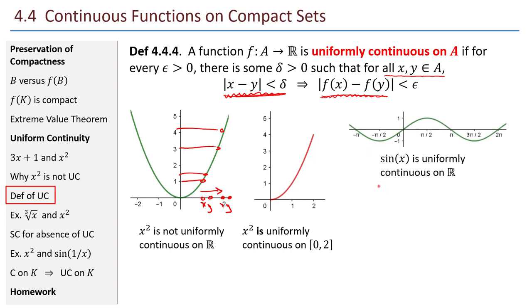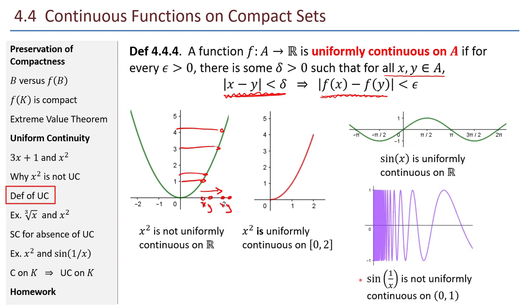Another example, sine of x, it is uniformly continuous on the set of real numbers. You think about the slopes of this curve. The slopes are bounded. The slopes never get more than 1 or never less than -1. So the fact that my slopes are bounded maybe helps us think that it's going to be uniformly continuous.